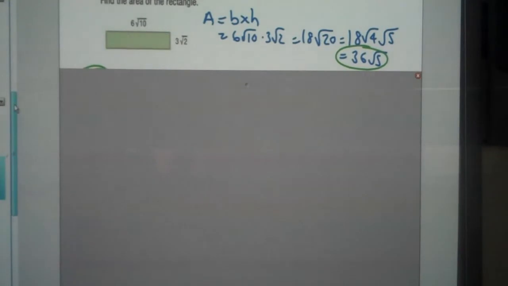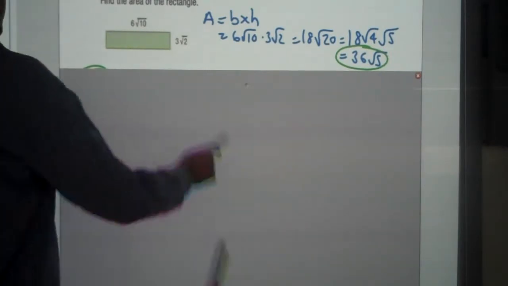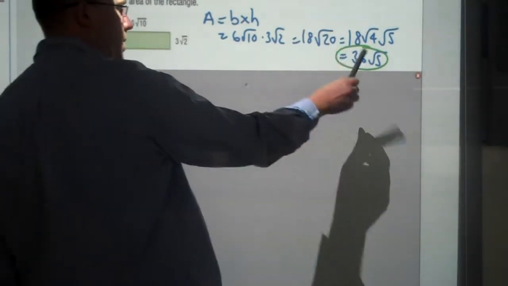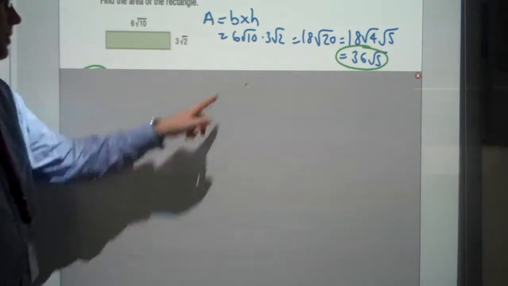So we get to our word problem. So to find the area of a rectangle, base times height. So multiply the numbers together. 6 times 3 is 18. Multiply the radicals together. Radical 10 times 2 is radical 20. And then go ahead and split up radical 20.